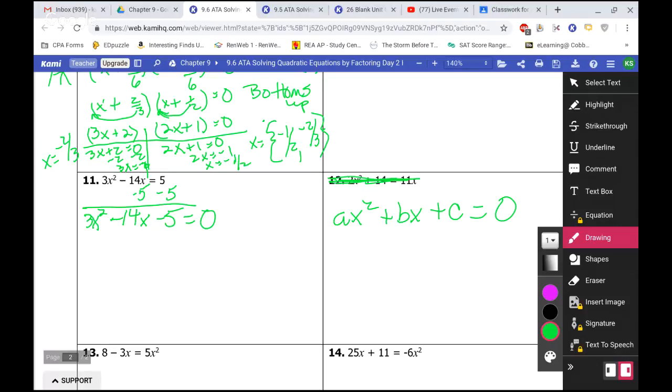I feel like on the notes yesterday, on the very beginning page, at the very top, there were steps, and it says make sure your equation is set to 0.